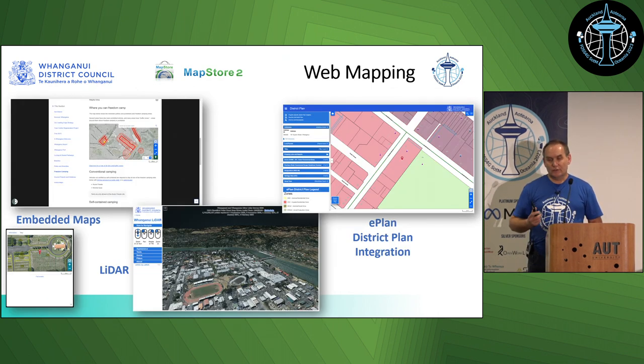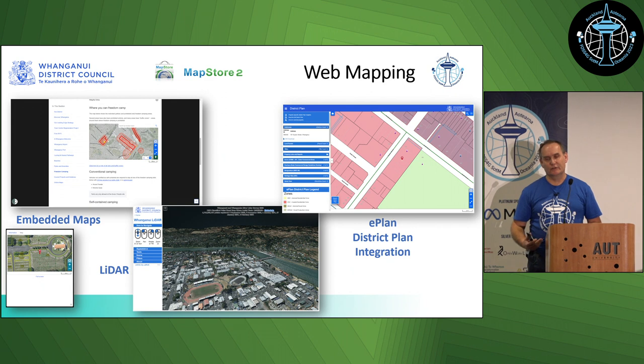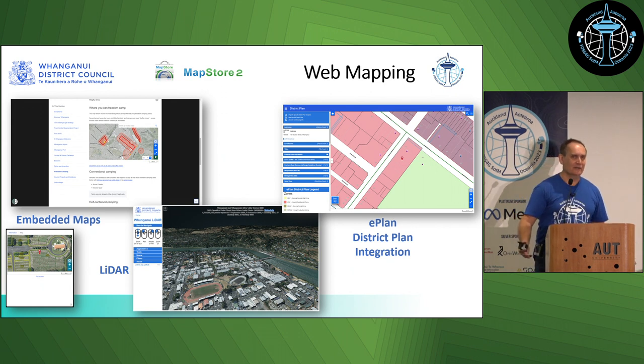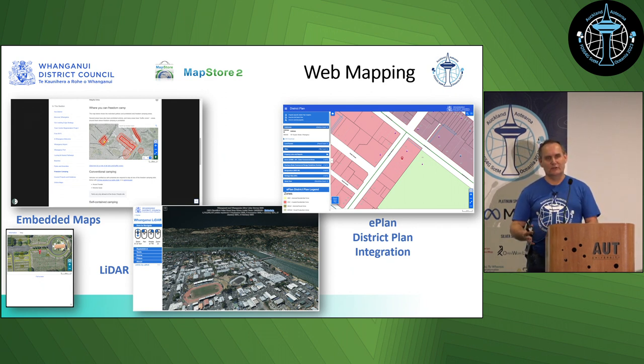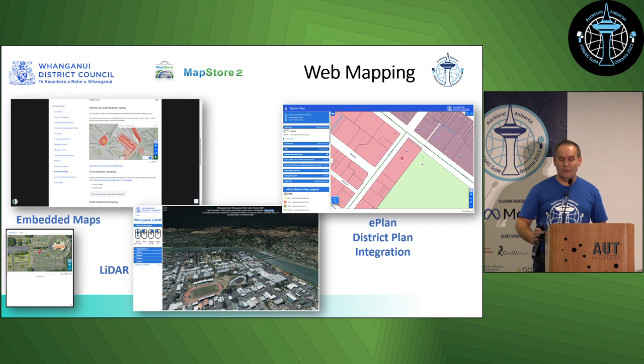We've also got the capability of using MapStore as embedded maps within other parts of our website. Okay, so things like freedom camping areas, you can do a cemetery search and there's an embedded map in there. We also have integration with ePlan software from Isovist. So our open source mapping capability is actually embedded in their ePlan system.